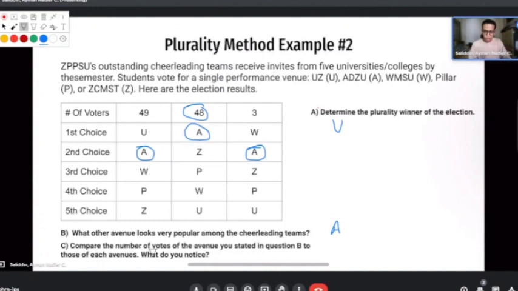Now, if we compare the number of votes of the avenue you stated in question B, which is A, to those of each avenue, what do you notice? So like I said, what we notice is that just because UZ won doesn't mean that it has the majority of the votes. It won just because UZ was the first choice. And that is how plurality works.